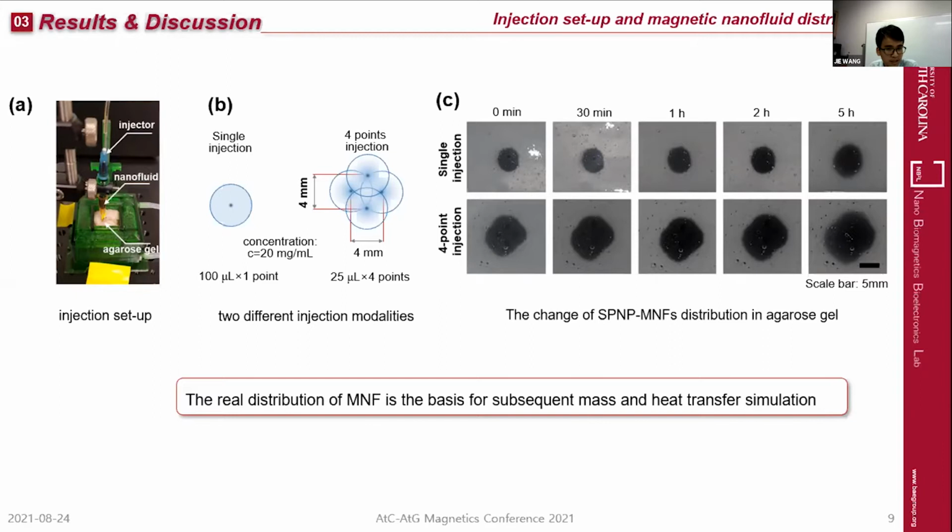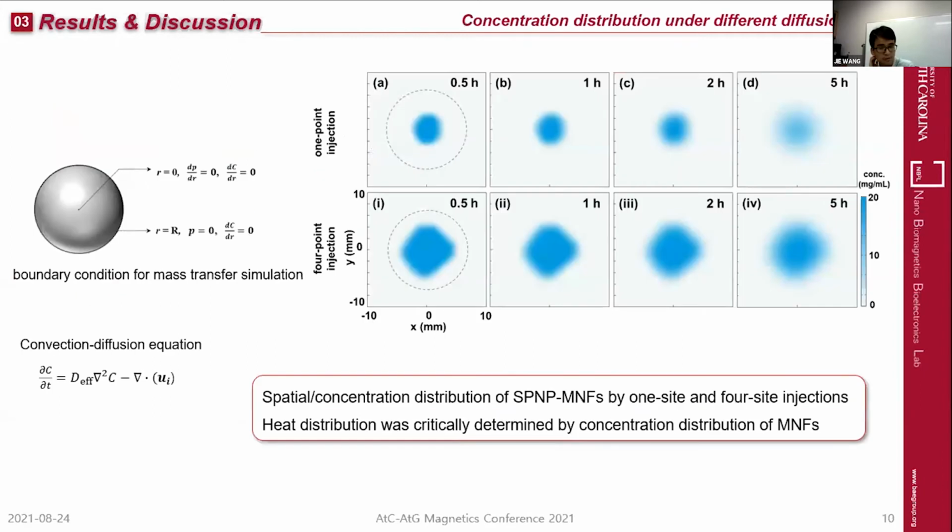Firstly, we consider the concentration distribution. Here, we simulated the concentration distribution under different diffusion times and using different injection modalities, like 1 point injection and 4 point injection, by solving the convection diffusion equation, which is the main equation for our concentration distribution simulation.